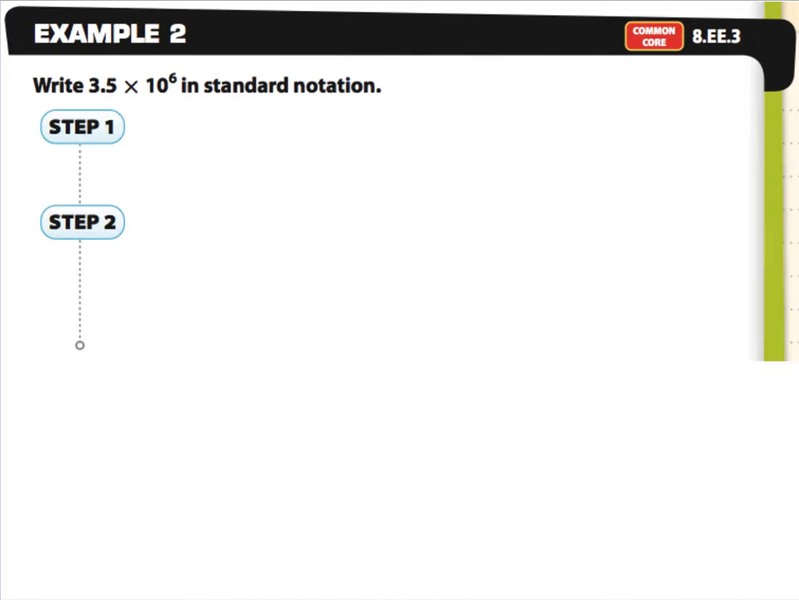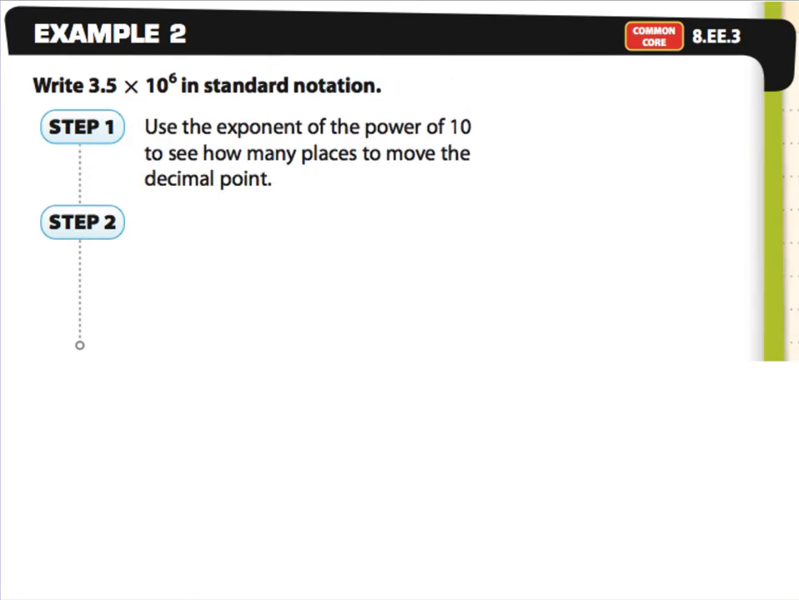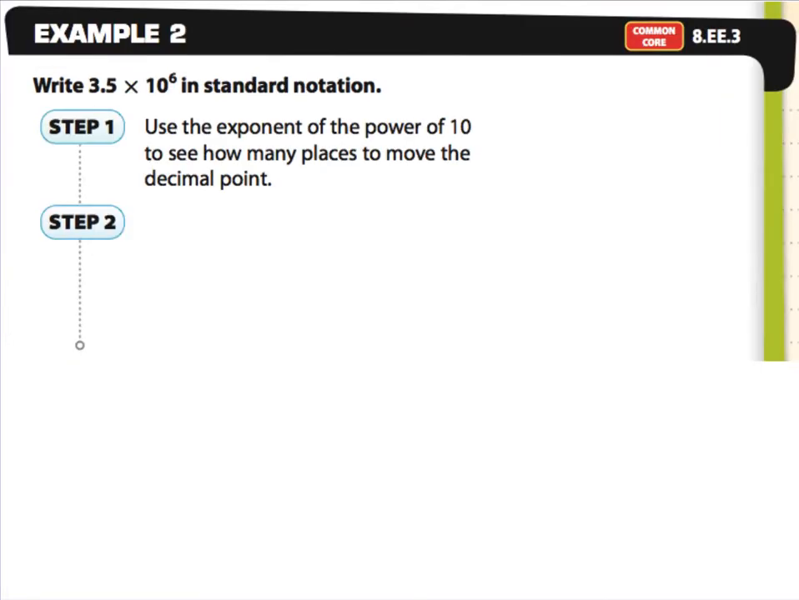So we looked at how it works, now we're going to look at using it in a more simplified manner. So for step 1, we are going to use the exponent of the power of 10 to see how many places to move the decimal. So previously, we were saying, okay, well, the number of places I move the decimal turns into my exponent. Well, now we're going to go backwards and change it from scientific to standard.